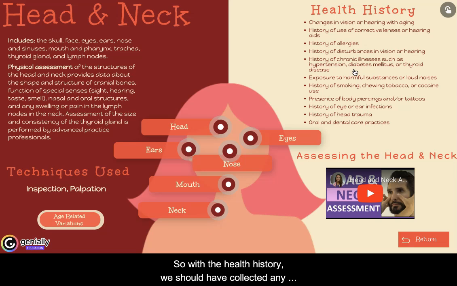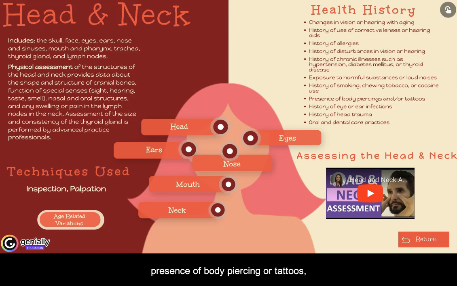So with the health history, we should have collected any changes in vision and hearing with aging. History of corrective lenses. Do they wear glasses or other corrective lenses? Any history of allergies, any disturbances in vision or hearing, any history of chronic illnesses such as hypertension, diabetes, exposure to harmful substances and loud noises, history of smoking, chewing tobacco, cocaine use, presence of body piercing or tattoos, history of eye and ear infections, any history of head trauma, oral and dental care practices. We want to know about that too.